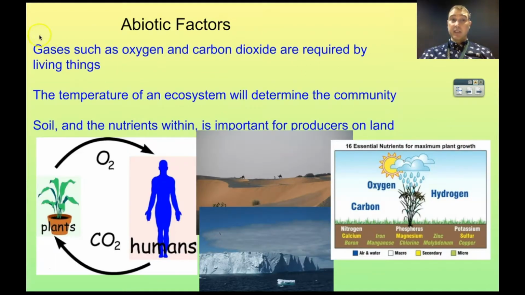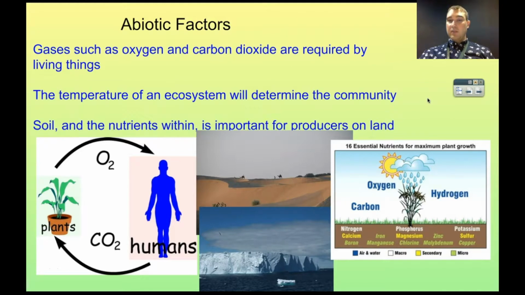Other abiotic factors are gases like oxygen and carbon dioxide, and these are required by living things. We require oxygen to breathe, to break down sugar. We break down that sugar into carbon dioxide and water, and the carbon dioxide is used by plants to make sugar. So it's a big cycle of gases like oxygen and carbon dioxide, but water vapor is a gas as well, and that's part of this cycle too. Temperature is very important.